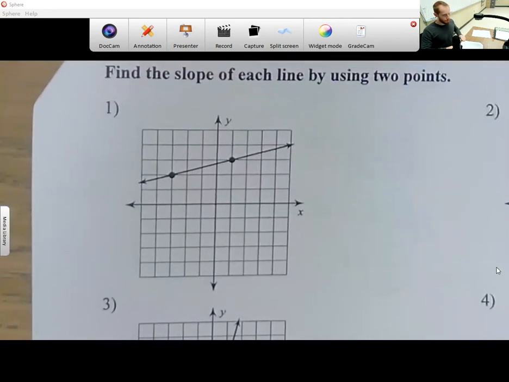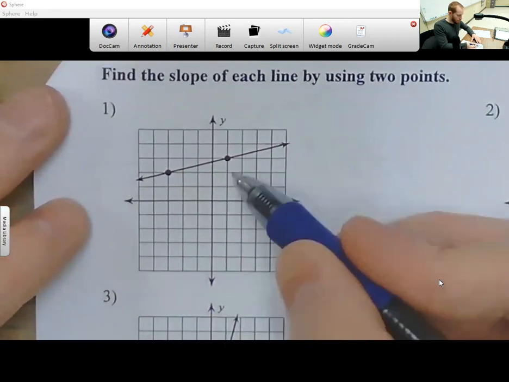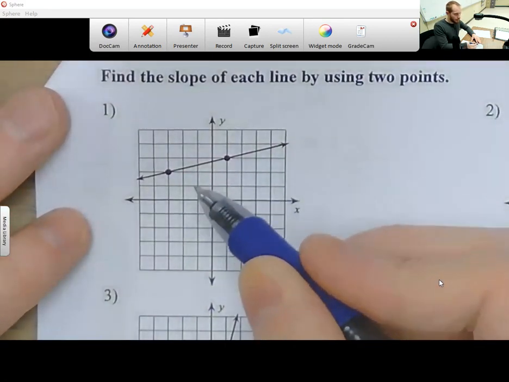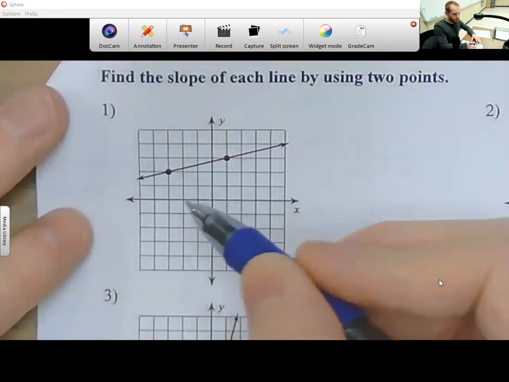Okay, so looking at number 1, what we want to do is identify the 2 points on the graph. We're going to give them numbers for the x and the y coordinate. And then we're going to take those 2 points and put them in the formula. So let me change my color to blue. First of all, I want to figure out what this point is. And then I want to figure out what this point is.